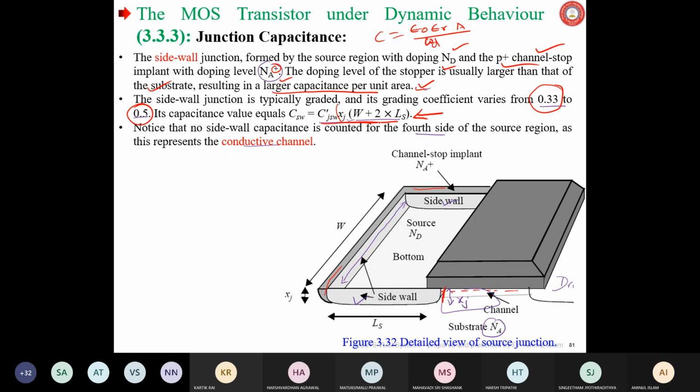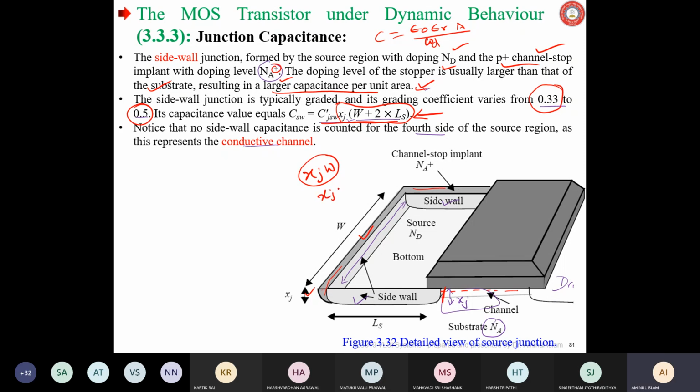This portion, your Xj into W, is the area of what? Which plate? Sidewall. Which sidewall? That width is not connected to the channel. Not on the channel side, opposite to the channel. Opposite the channel side, yes, you are right. This is the left sidewall, I can say. This one, isn't it? Yes. And Xj into LS.